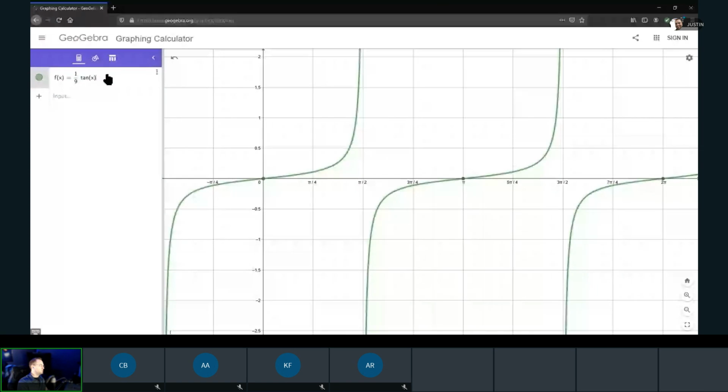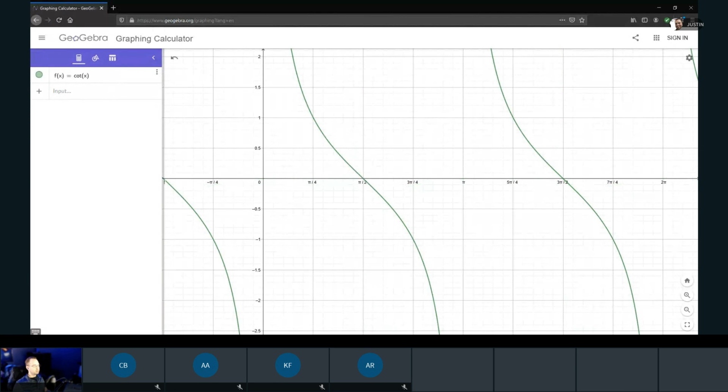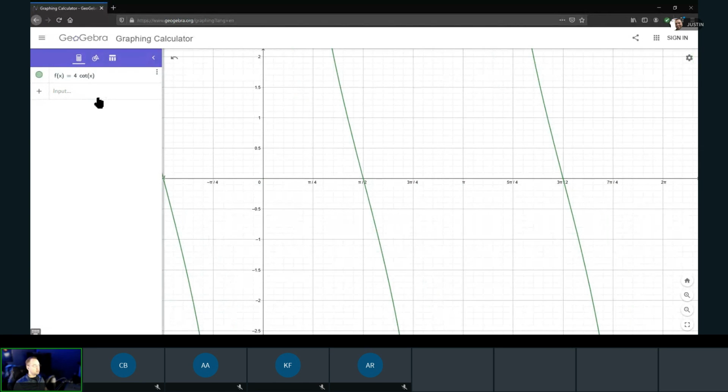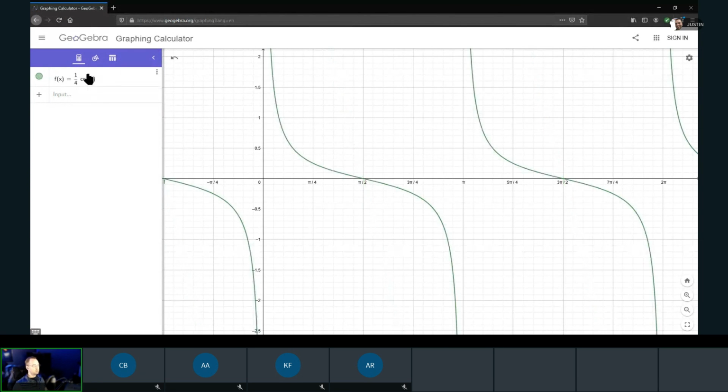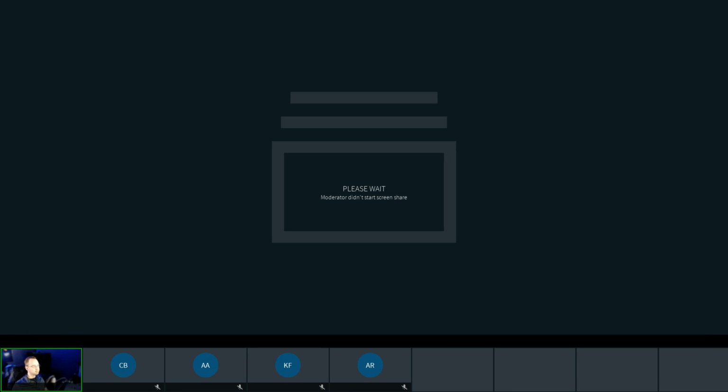So let's look at cotangent. Let's change what cotangent looks like. If I change this to a 4, we will see the steepness change. It becomes more steep, just like tangent. If I change it to 1/4, it's less steep. That's all it does.